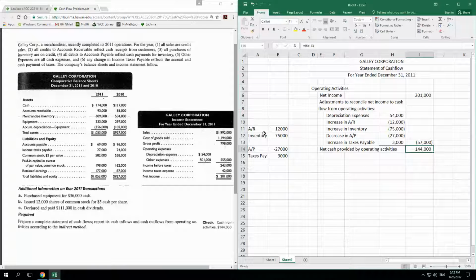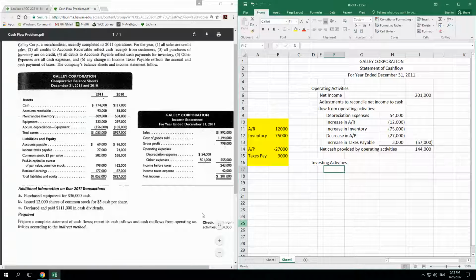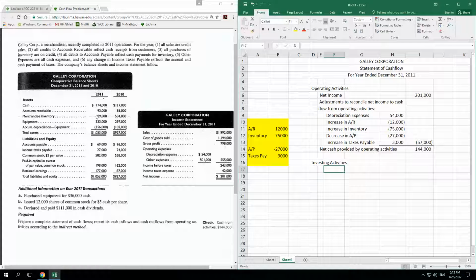Now, remember, these are just notes over here. This stuff in yellow is not really part of the statement. The next section is going to be my investing activities. For investing activities, we want to look over here at long-term assets. And we really only have one long-term asset. They actually tell us what happened, so we don't have to compute the difference. It says we purchased equipment for $36,000.